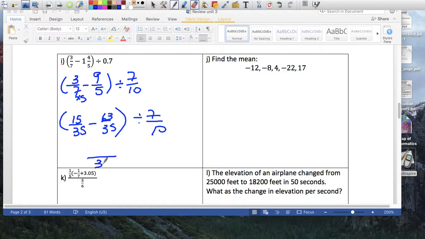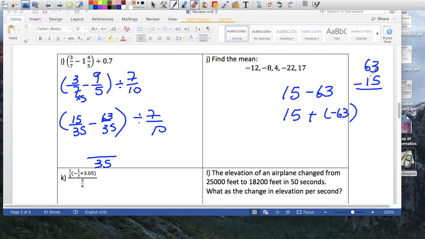So we're going to have something over 35. Let's figure out what that is. So ignore the denominator. So you have on the top 15 minus 63, or 15 plus negative 63. Again, you're going to make zero pairs, remember? And you're going to have a bunch of negatives left over because there are more negatives. So let's find the difference between 63 and 15. 13 minus 5 is 8.